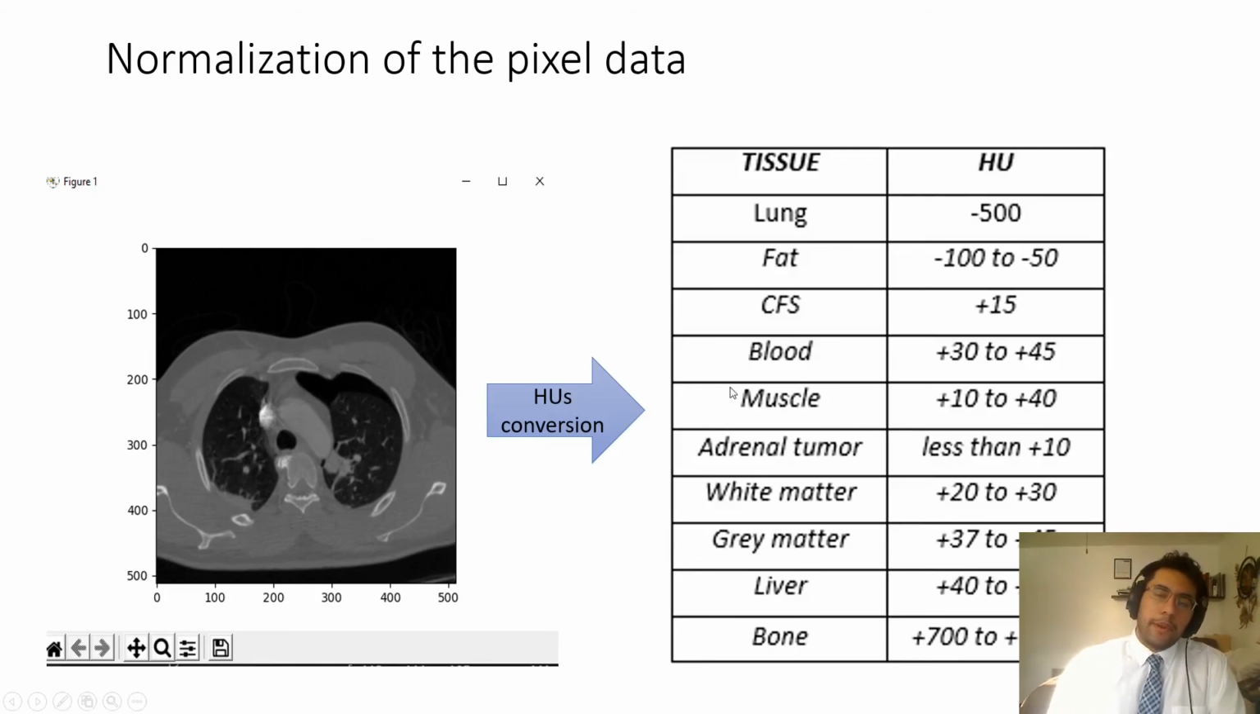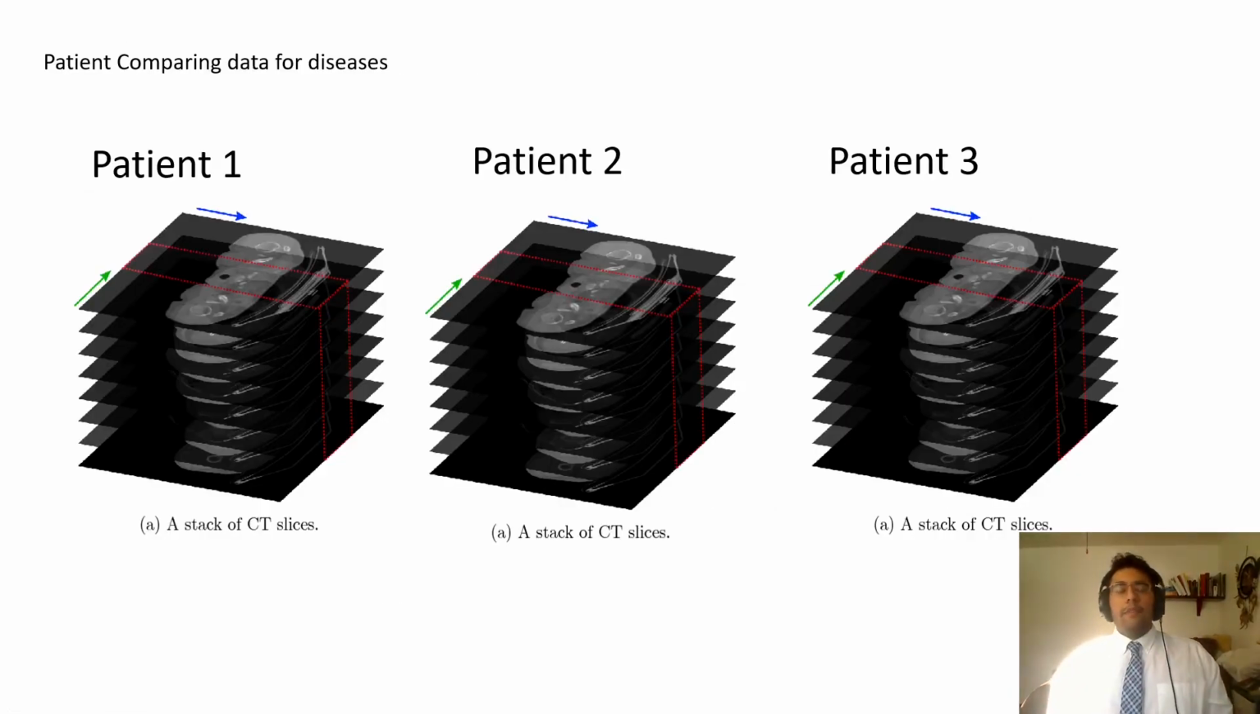So what happens when we convert it is that we can now tell which parts of the image are going to be gray matter, white matter, liver, bone, and lung. And the reason we want to do this is that there are many factors that go into generating a CT image.